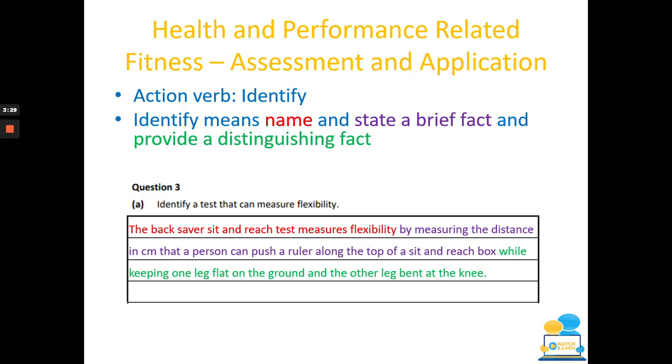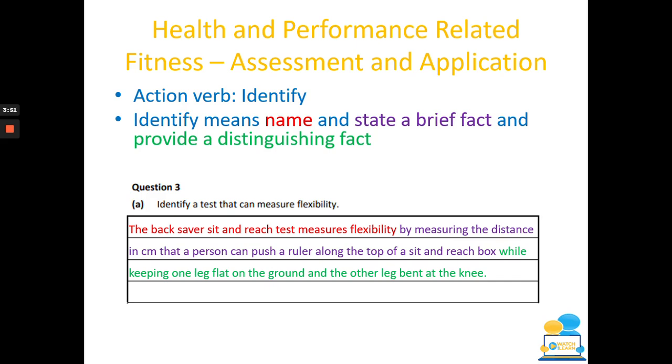So as you can see here in the red, we've named the test. So we have the Backsaver sit and reach test, which measures flexibility. We're stating a brief fact about it. So it measures the distance in centimeters that a person can push a ruler along the top of a sit and reach box. And then we're distinguishing the test from other tests.